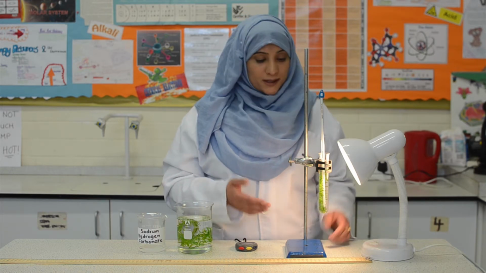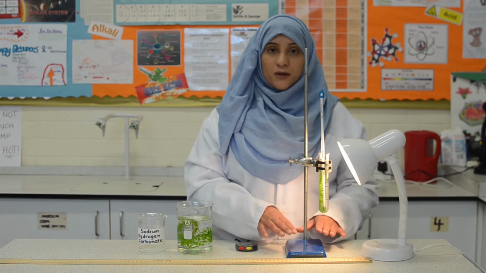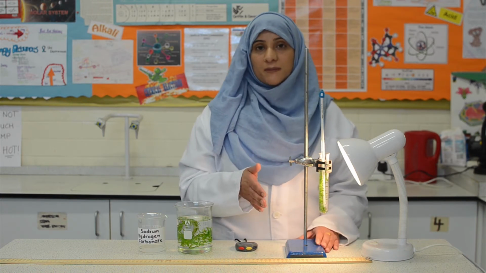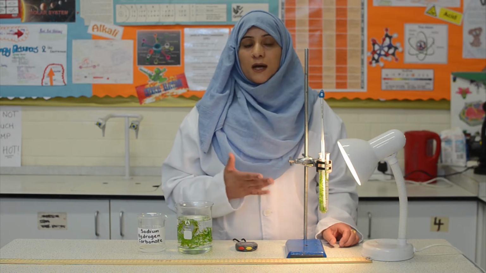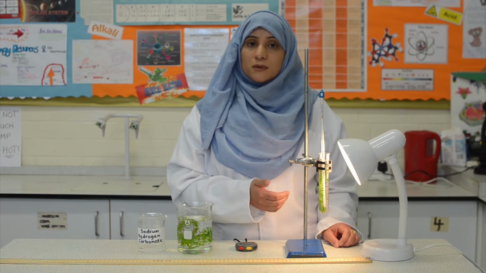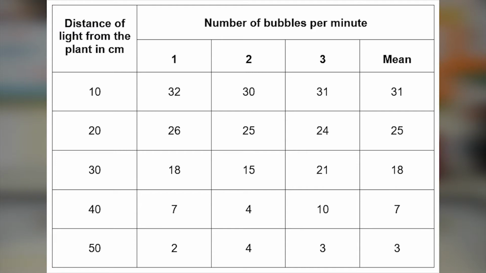After that, we can change the distance so that the pondweed is at 20 centimeters, 30, 40 and 50 centimeters away from the light source. Now, sometimes we can't count the bubbles accurately because they are too fast to count. So what we can do is either video record the bubbles or have more than one person counting. Remember to allow the pondweed 5 minutes to adjust to the new light intensity each time. The results can be recorded in a results table.